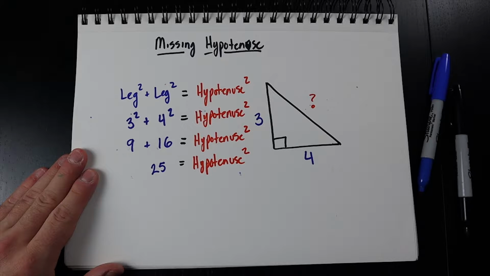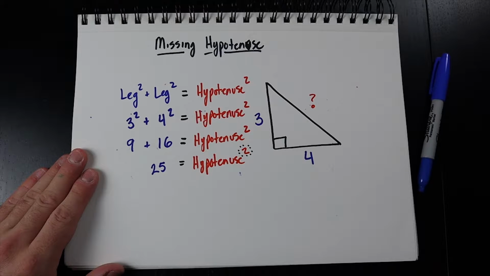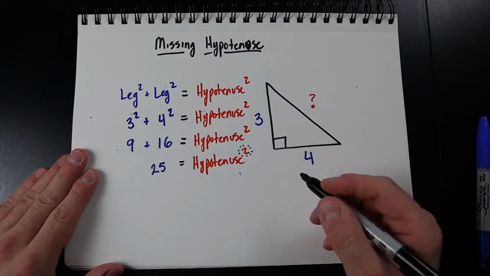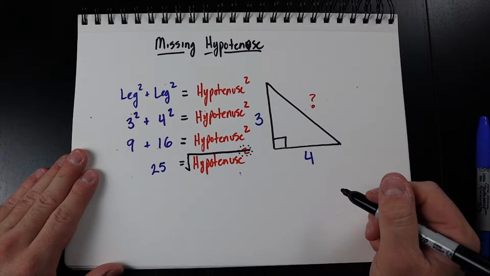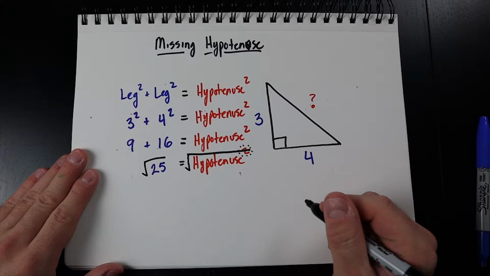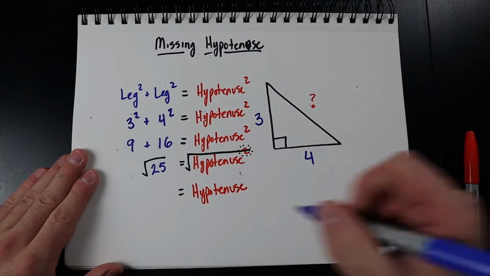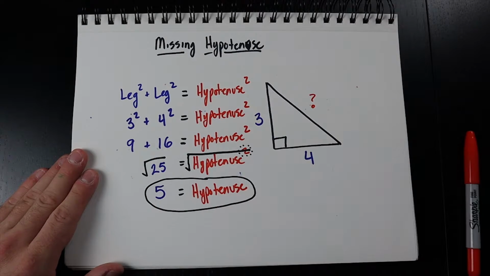However, we're not done yet. We are trying to find the hypotenuse, not the hypotenuse squared. To remove the square, we take the square root of the hypotenuse, and to keep our equation balanced, we also take the square root of 25. This gives us our final answer, that our missing hypotenuse has a length of 5.